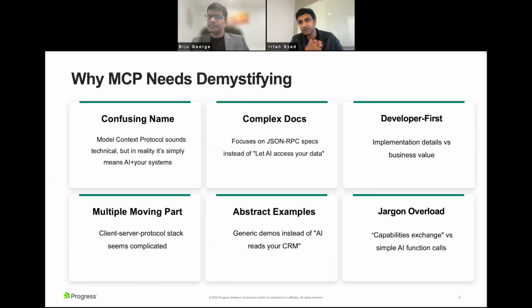Jargon overloaded. There are many, many terms inside the MCP. One of them, I'm giving as an example here, is capabilities exchange, which talks about what kind of things the client and the server have to do while they're doing a handshake. Instead of saying simple AI functions, they basically go with the word capabilities exchange, which no one understands. So for that case, I think we need some demystification of MCP, try to get down into the details, and then understand what it does, why it does, and how it is better in the world of extracting and retrieving the data.